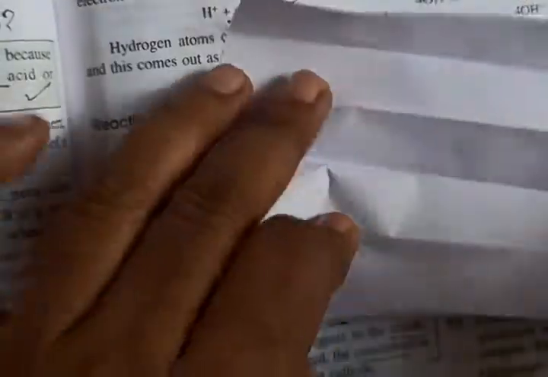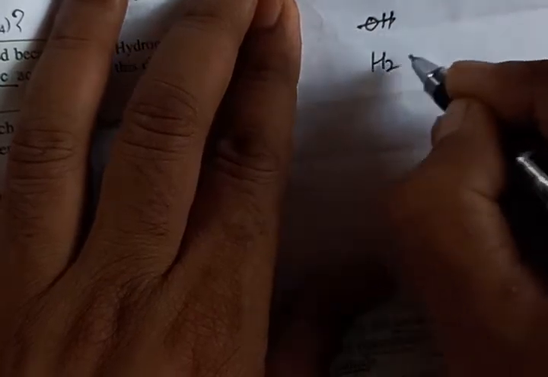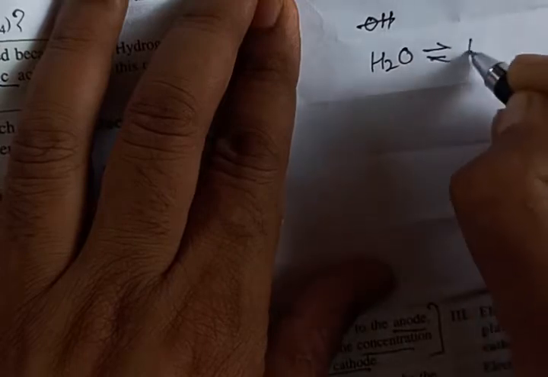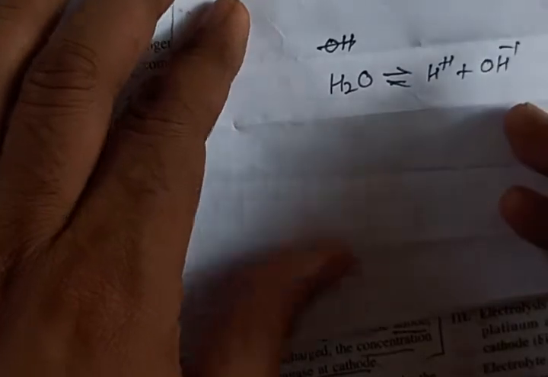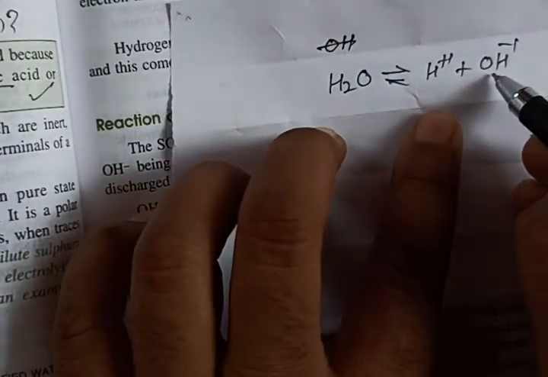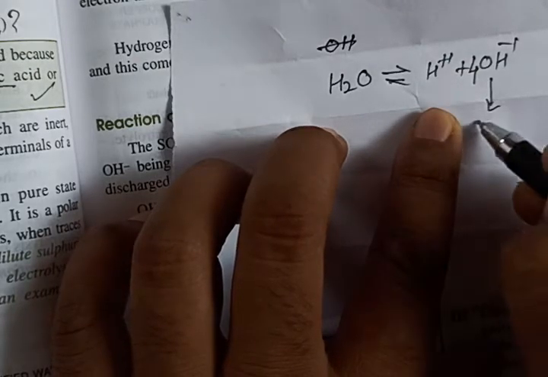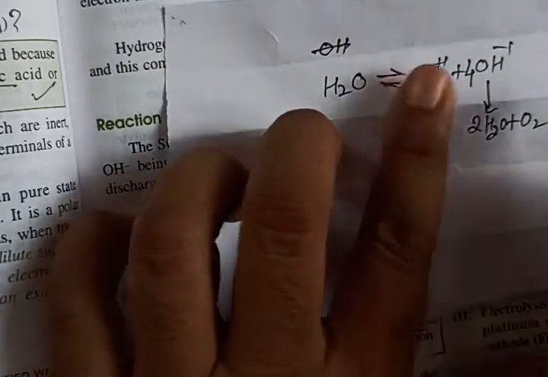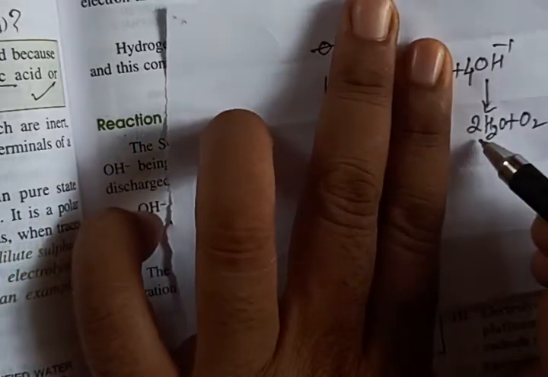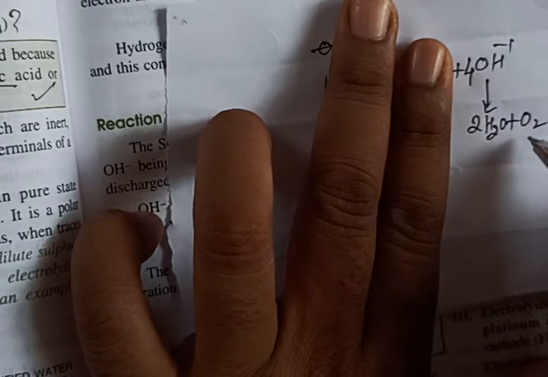Understand this carefully. See, this is water. Water ionizes to form H ion and OH ion. And we know, as already discussed, 4 OH ions break to form 2 water and oxygen. Only these 4 OH ions combine to form 2 water and oxygen.